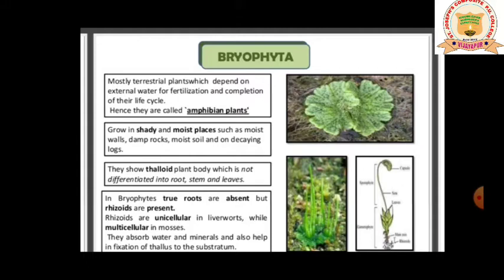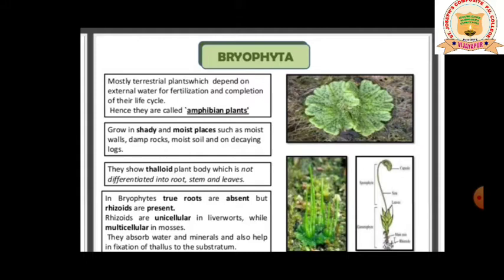Now coming to the structure of Bryophyta, they show a thalloid plant body which is not differentiated into root, stem and leaves. So you cannot make out which is leaf, which is root and which is stem. True roots are not found in them. You cannot identify true root, stem and leaves. So the body of the plant is thalloid-like, in thalloid form.